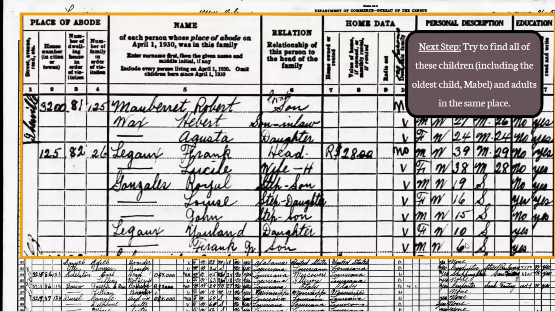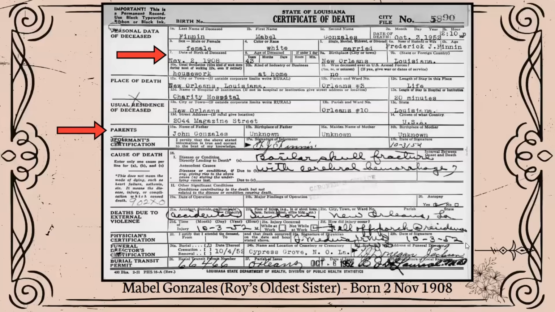So the next thing I wanted to do was try to find all of these kids, including the oldest child, Mabel, and the adults living in the same place. But I needed a little bit more information about Mabel in particular, Roy's older sister. So I got a hold of her death certificate. Now, her death certificate, by this point, she had been married. Her marrying last name by this point was the name of her second husband, because her first husband died.